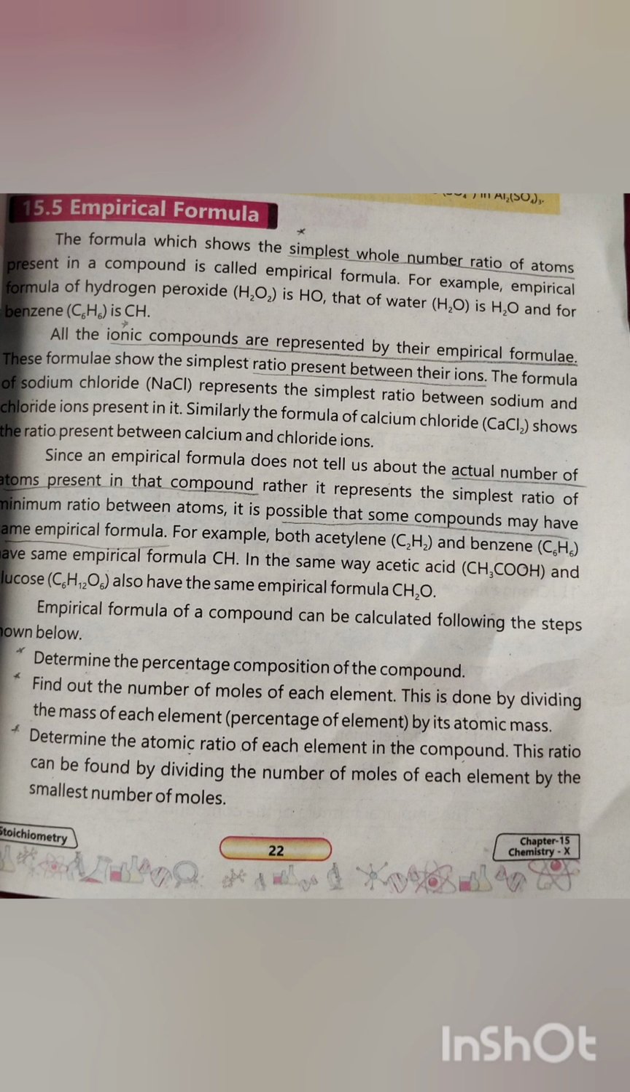Everything comes with its limitation. Now we have the limitation of the empirical formula. Any empirical formula does not tell us the actual number of atoms present in that compound. Instead, it only represents the simplest minimum ratio. Because of this limitation, it is entirely possible that some completely different compounds share the exact same empirical formula. For example, both acetylene and benzene share the identical empirical formula CH.